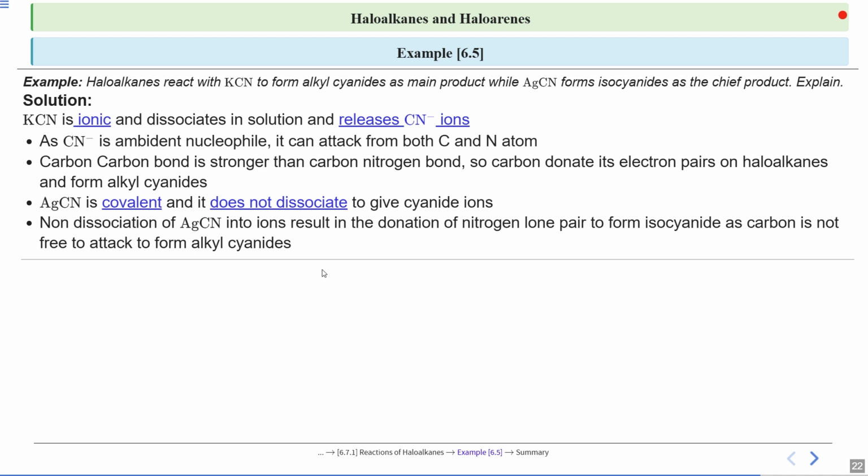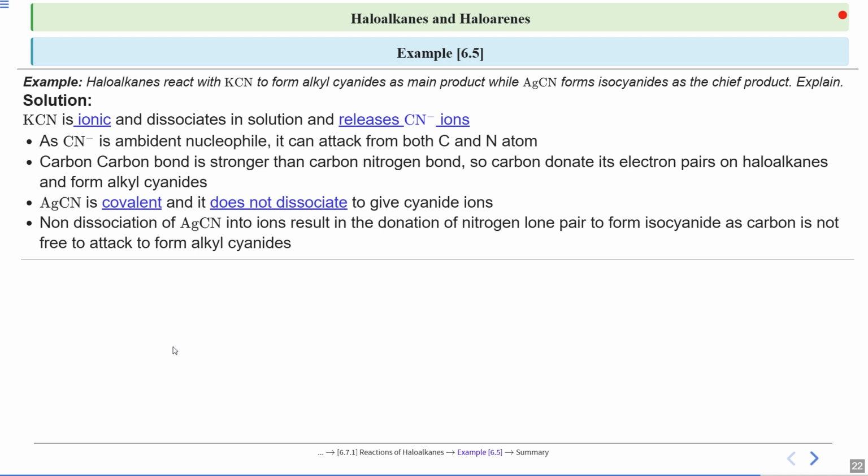So in the silver cyanide case, because we can't get the cyanide ions after dissociation of silver cyanide due to its covalent nature, what will happen? The nitrogen lone pair is going to form the bond with the alkyl group, with the carbon, and you will get an isocyanide as your major product. In silver cyanide, the carbon is not free to attack to form alkyl cyanide. So that's why the nitrogen lone pair attacks the carbon of the alkyl group and gives you isocyanide as the major product.